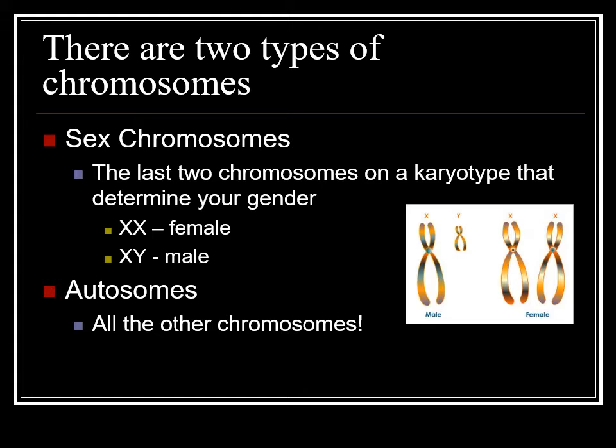So all those instructions that determine your body structure are inside these, which is separate from your sex because these are all things that males and females have in common, all right? So those are all the other chromosomes. So 2 sex chromosomes, 44 autosomes if you're normal.